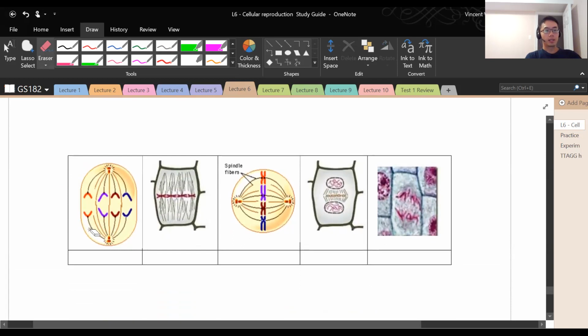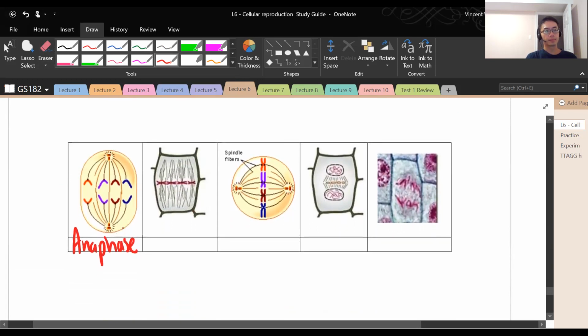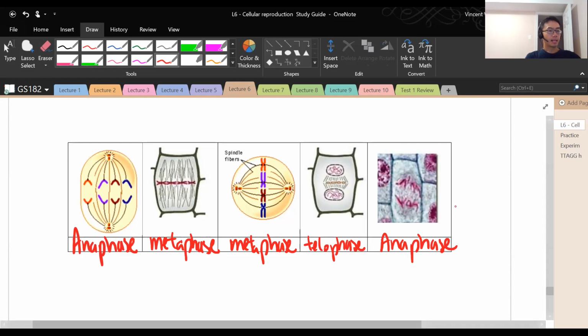Next one. This is anaphase. This is metaphase. And another metaphase. In the plant cells, you can see the two nuclei, so that tells you it is telophase. And then here is another anaphase. Okay. That is it.